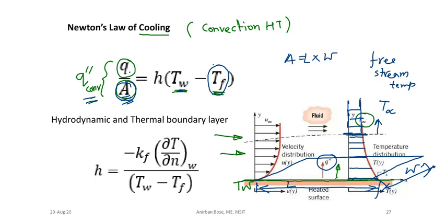Okay, so this is the relationship that you can see, that the heat flux is proportional to the temperature difference between the hot plate and the fluid, or the wall and the fluid. And the proportionality constant here, H, is what is called the convective heat transfer coefficient.